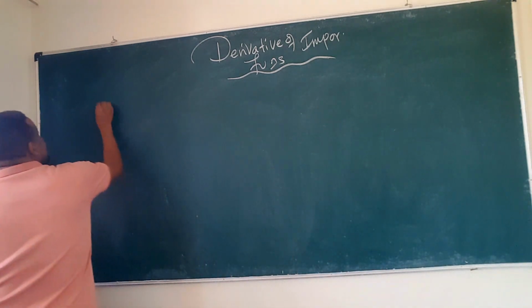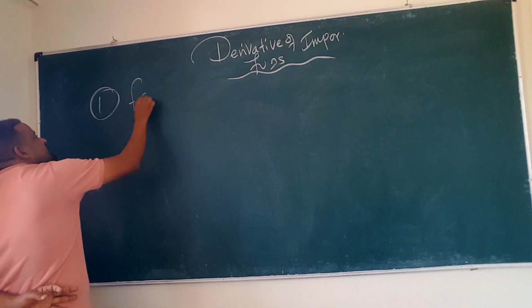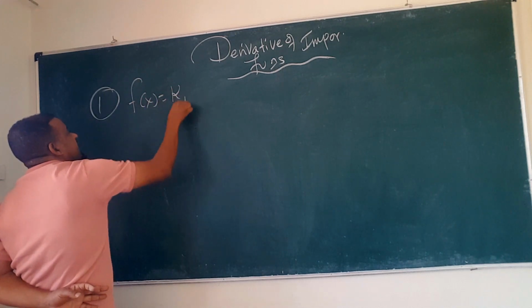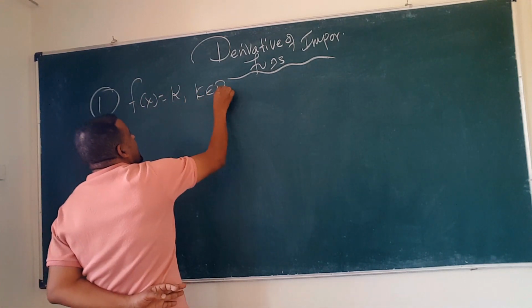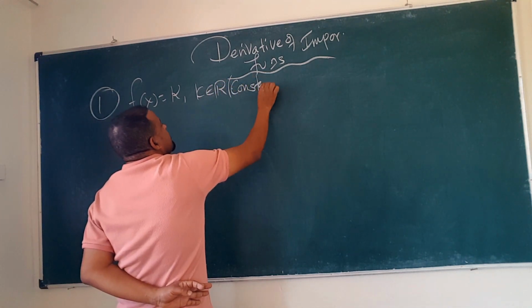So the first one is the derivative of a constant function. f of x is equal to any constant k, where k is an element of the real numbers. That means the derivative of a constant function.